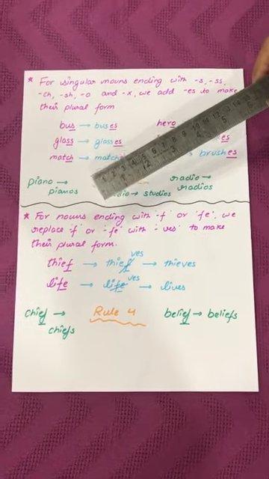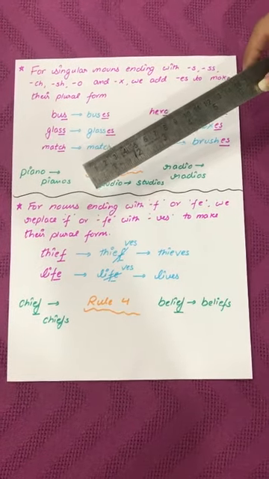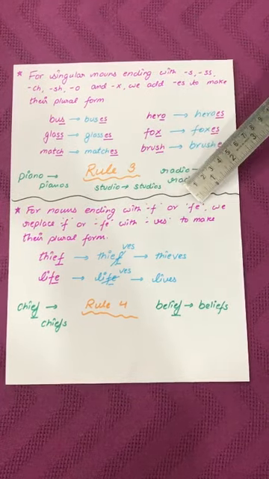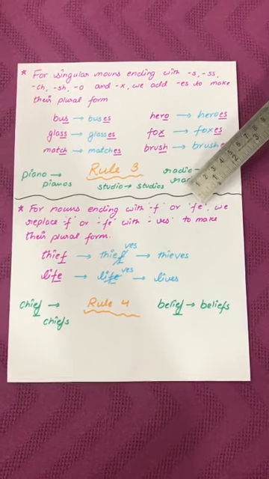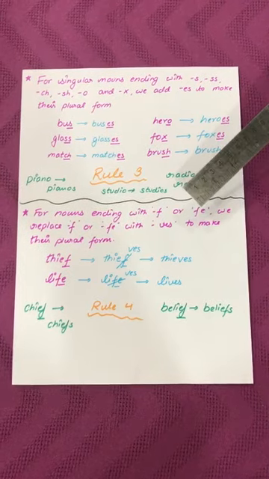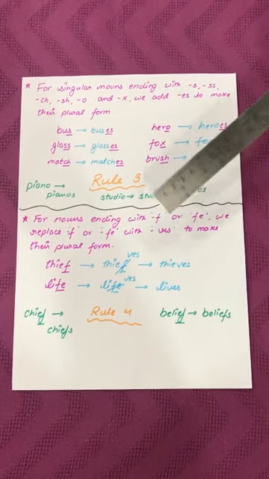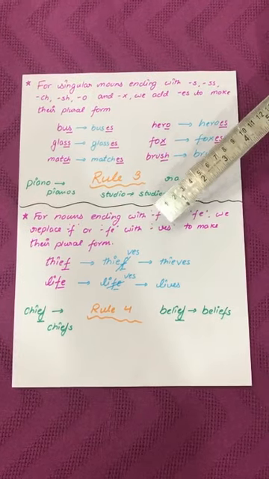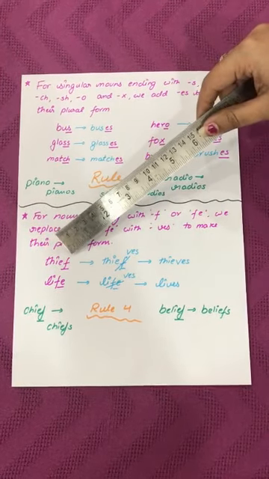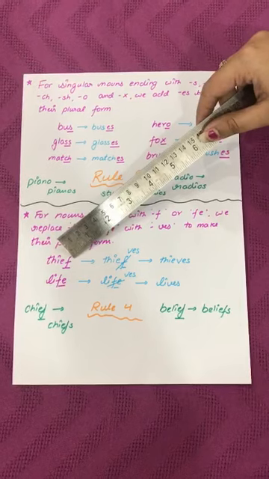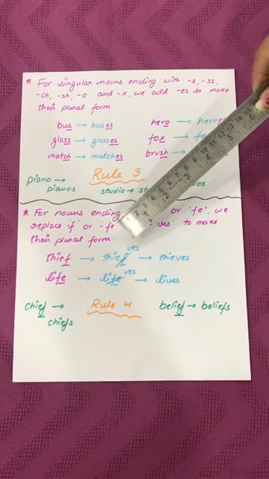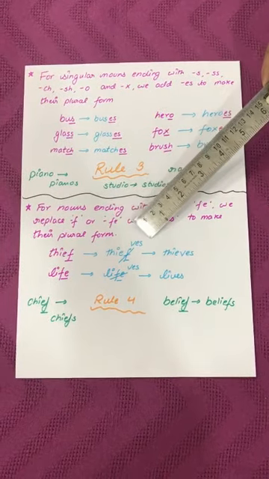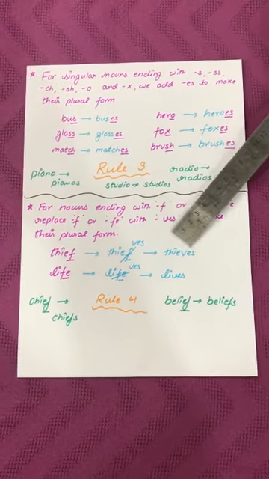Now we'll discuss rule number 4. The rule number 4 says that if the word ends with F or FE, then what are we going to do? We are going to replace the F or FE with VES to make it plural. So we have the word thief. Now the word thief ends with a F, right? So what we have done, we have replaced the letter F with VES and it becomes thieves.